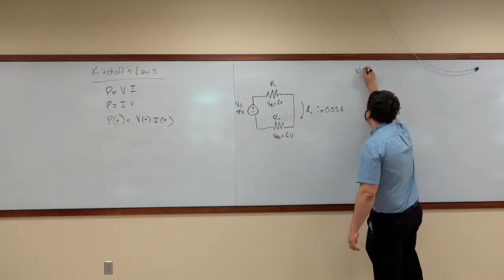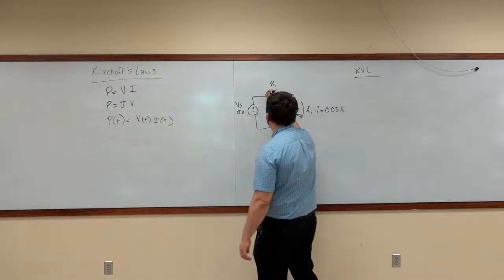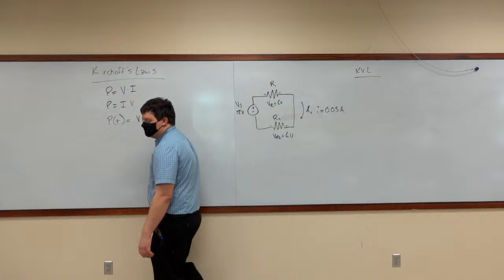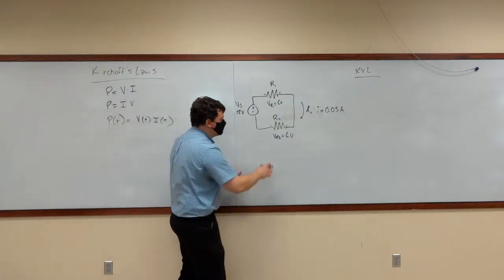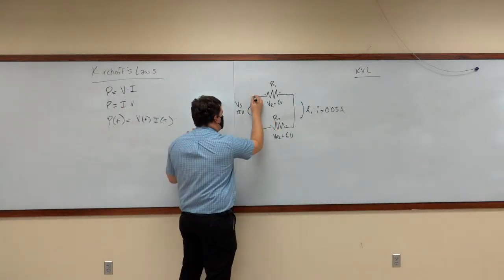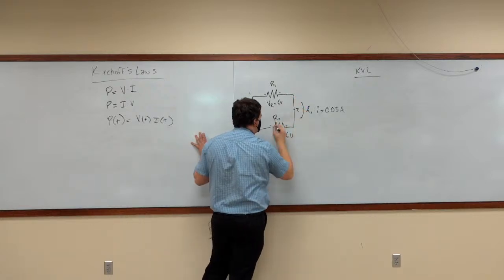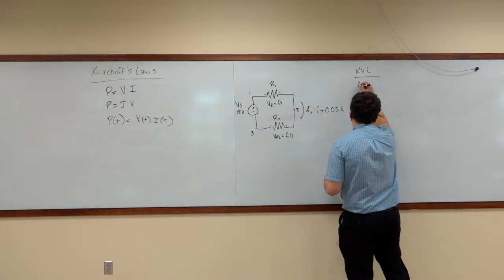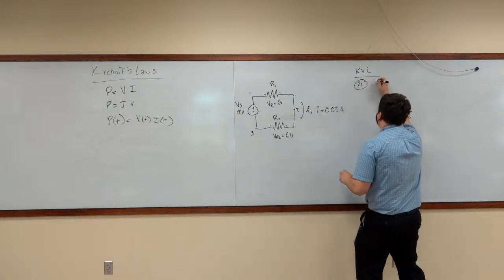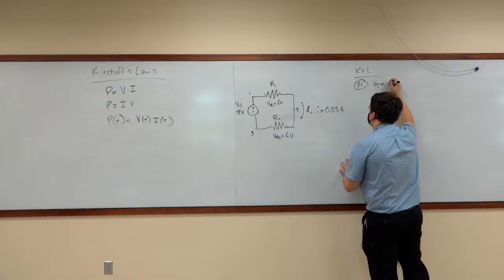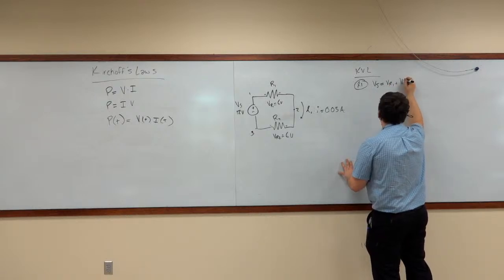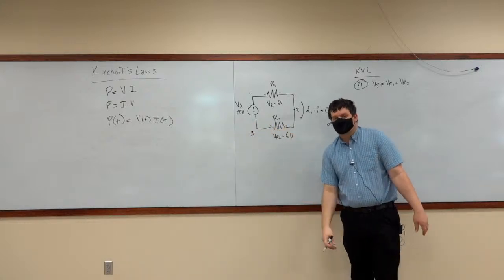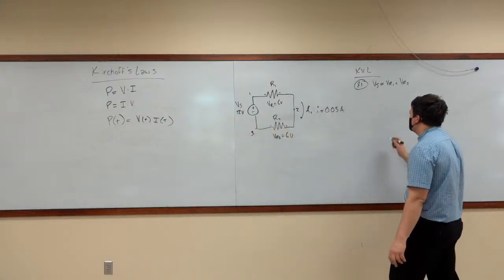Alright, so KVL here. We'll start by identifying positives and negatives. Positive, negative, positive, negative. We'll then identify the loop. We've already done that. There's only one. We'll then identify the nodes. 1, 2, 3. Okay, so for loop 1, which is the only loop, we have Vs is equal to VR1 plus VR2. We already know that because I gave you the voltages, but that's easy.